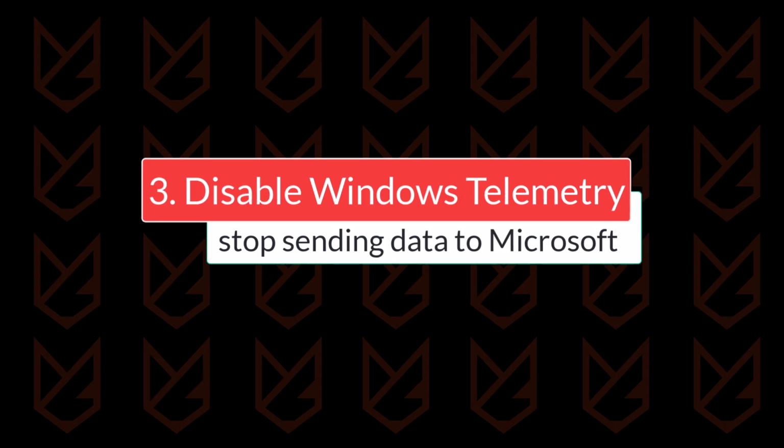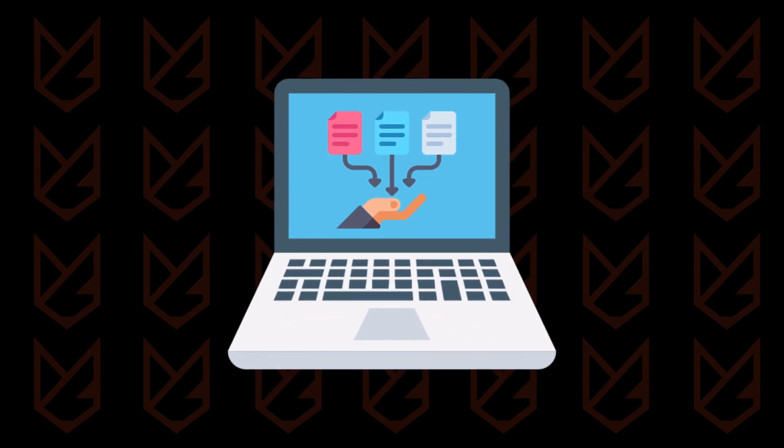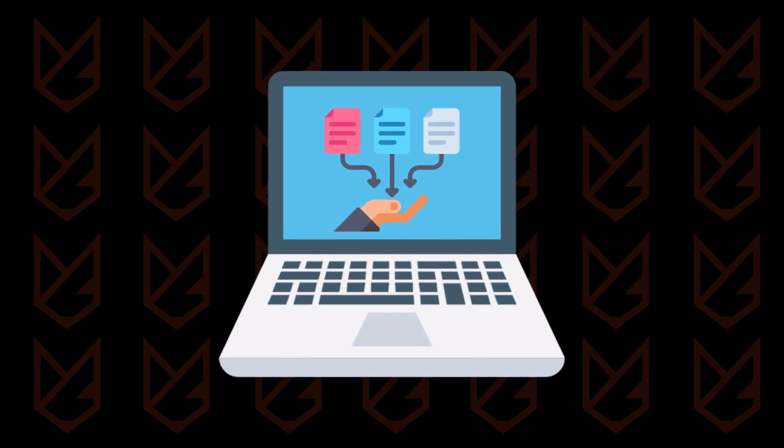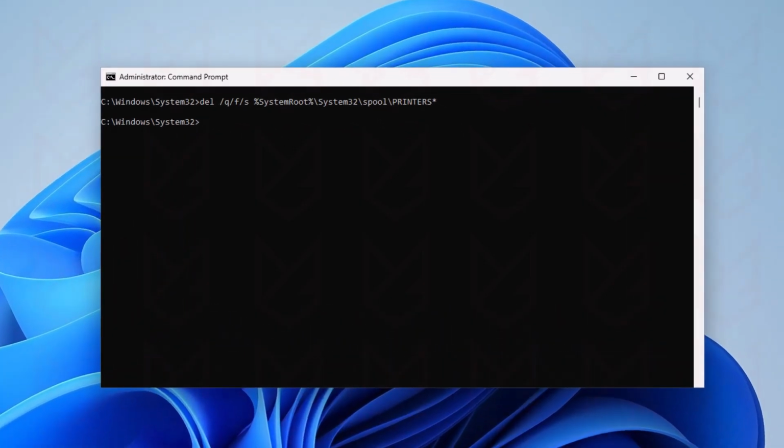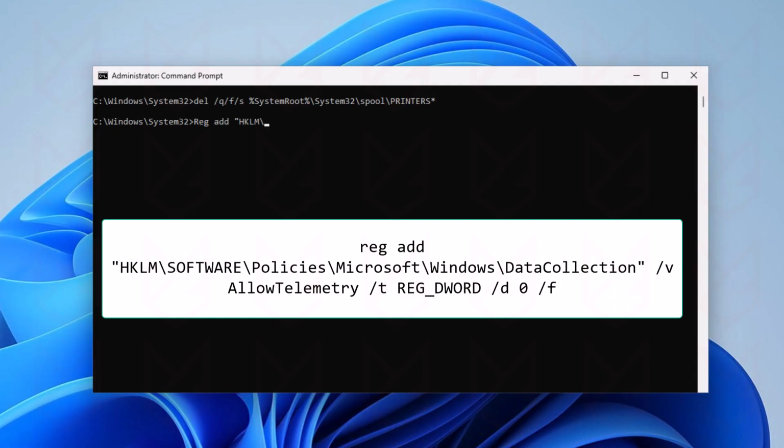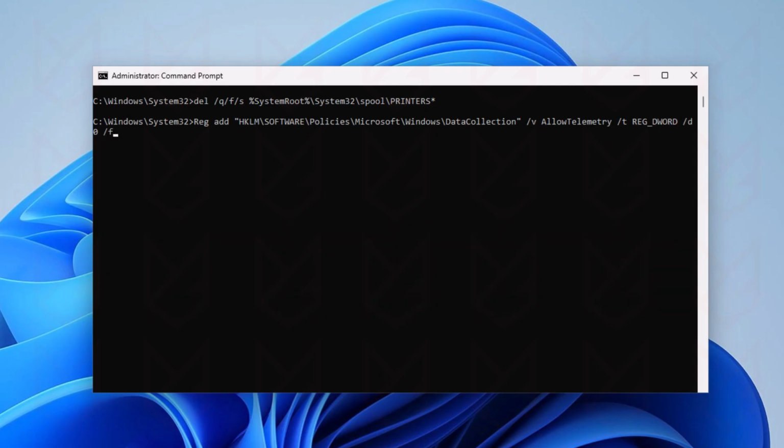Disable Windows Telemetry. Windows Telemetry collects information about your system usage. It tracks how you use your system, applications, and other things, and sends this information to Microsoft. They can use this information as they wish. If you do not want your usage information to be sent to Microsoft, you can disable telemetry. Type reg add HKLM\software\policies\microsoft\windows\datacollection /v allowtelemetry /t reg_dword /d 0 /f and hit enter. This command will disable the Windows telemetry.